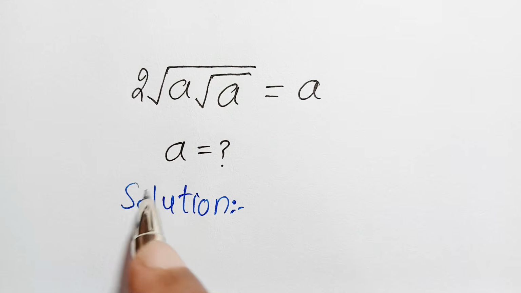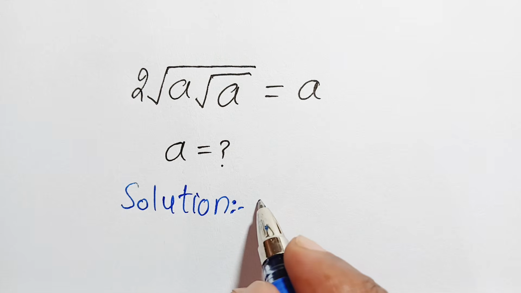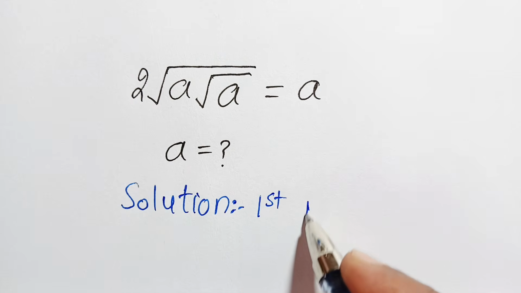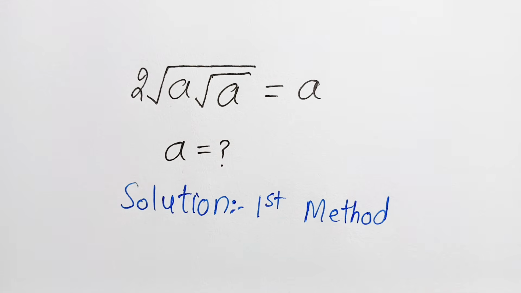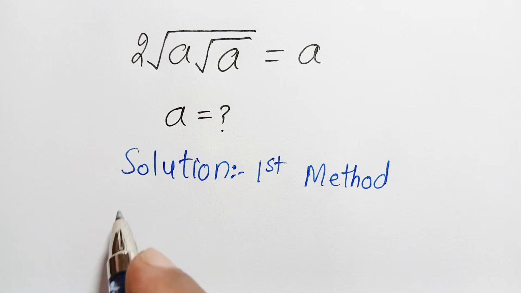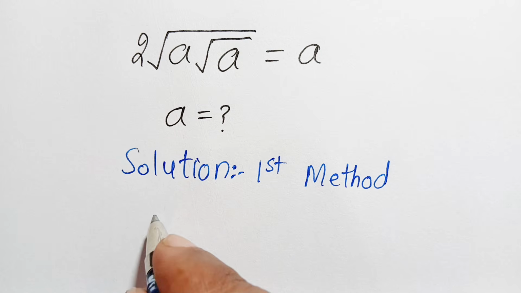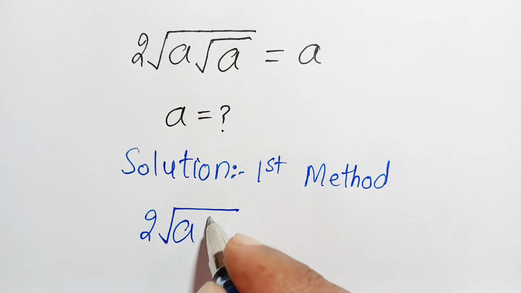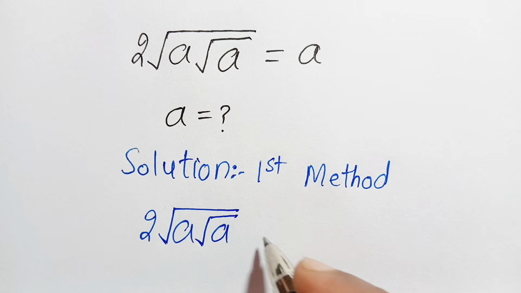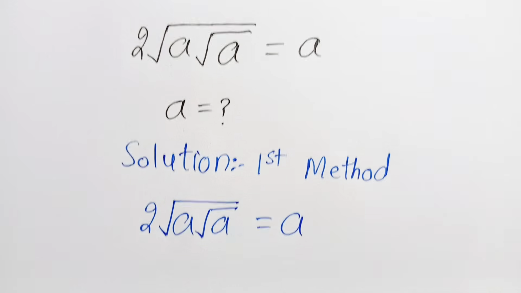Here we can find the value of a by using three different methods. First method. Here a is given that 2 times square root a times square root a is equal to a.